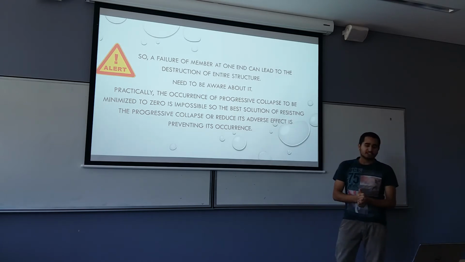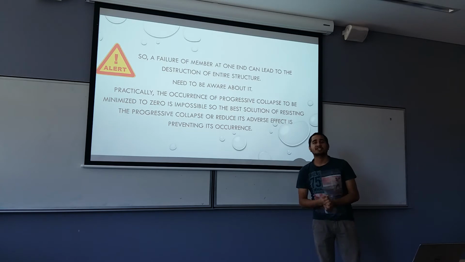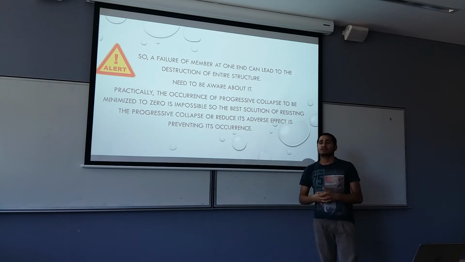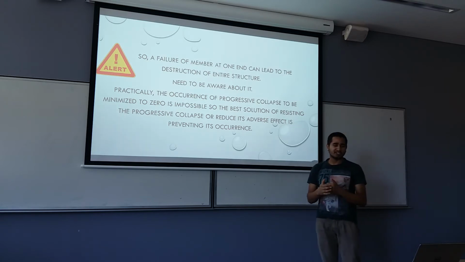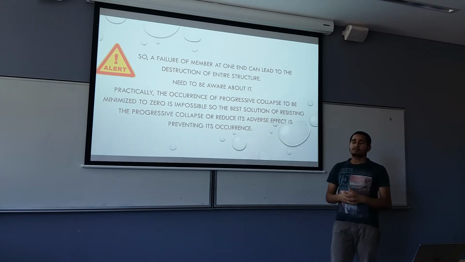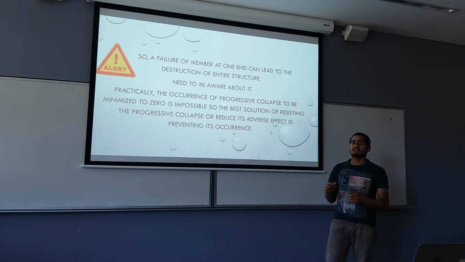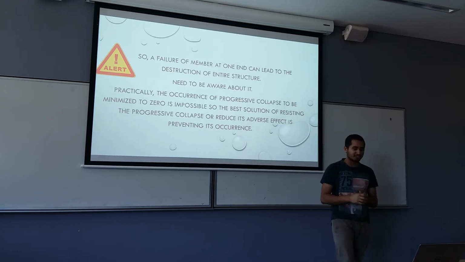Practically, minimizing the occurrence of progressive collapse to zero is impossible. We cannot minimize its occurrence to zero, but somehow we can reduce it. It is the best solution for resisting the progressive collapse and its adverse effects.